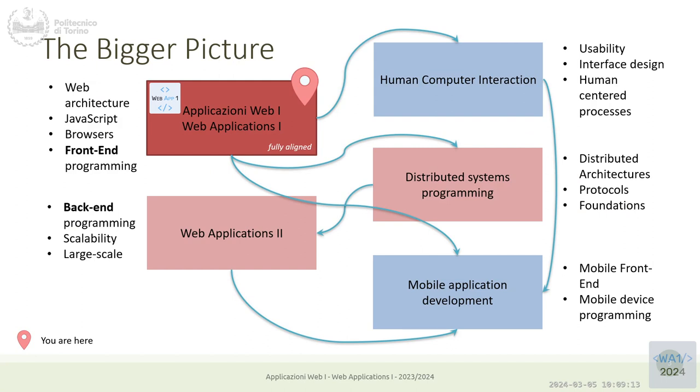In fact, these first 6 credits are a part of a bigger picture, which is offered in the computer engineering degree, which I try to sketch here. So we are in the red box, in Web Applications 1. You know that this course is in Italian and in English. The two courses are totally aligned.